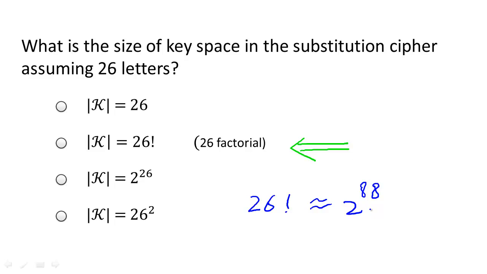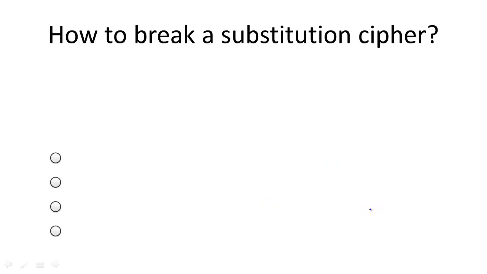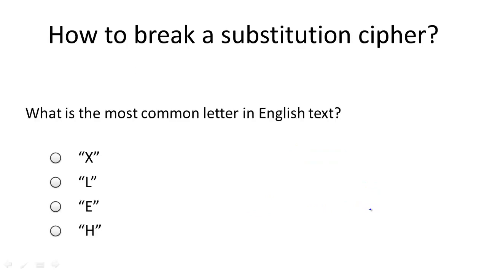However, even though the substitution cipher has a large key space of size 2 to the 88, it's still terribly insecure. So let's see how to break it. And to break it, we're going to be using letter frequencies. So the first question is, what is the most frequent letter in English text? I imagine all of you know that, in fact, E is the most common letter. And if we make that quantitative, that's going to help us break a substitution cipher.